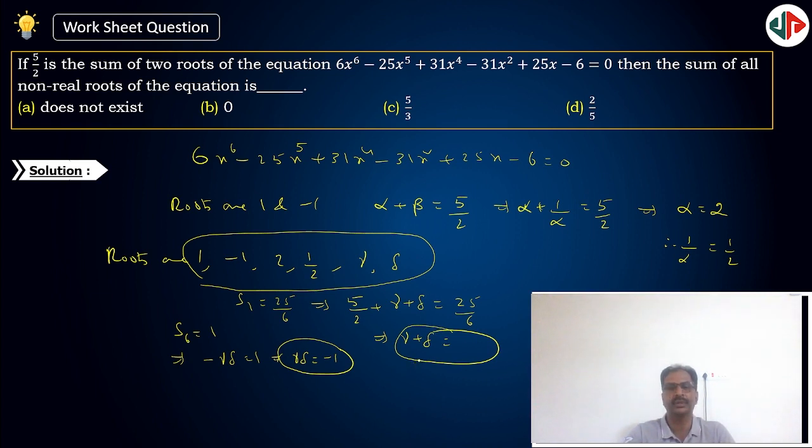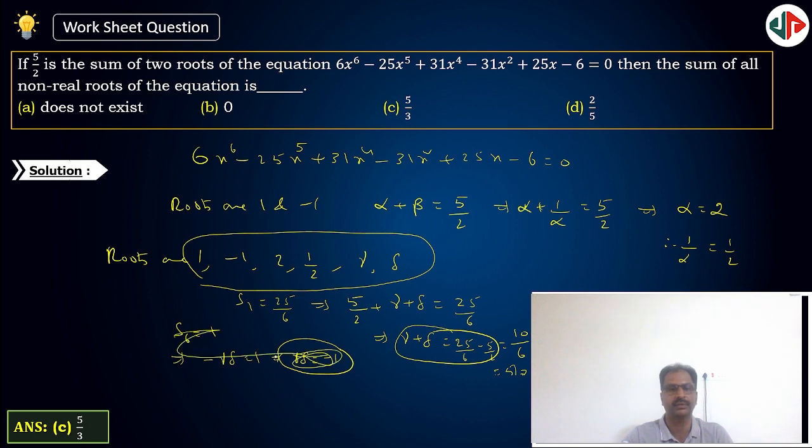Of course, the question is the sum of all the non-real roots. What is gamma plus delta? 25 by 6 minus 5 by 2. If we simplify this, LCM will be 6. 25 minus 15, 10. 10 by 6 is nothing but 5 by 3. So option C is the correct answer.